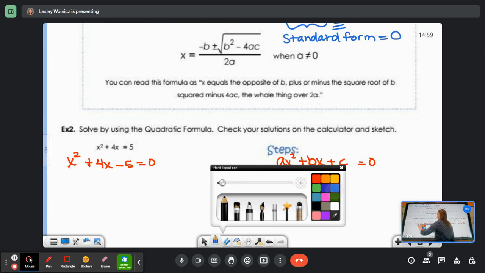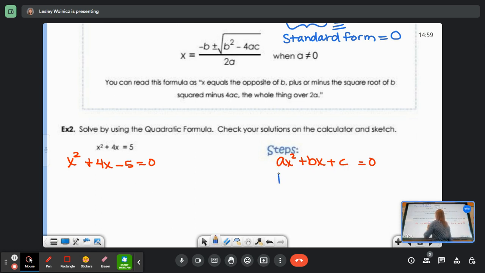My next step is that I have to find my a, b, and c. Okay, so what is my a? What's the coefficient in front of x squared? 1. What's b? 4. Okay, and c? Negative 5. Good catch. Double check your signs before you start, and you will save yourself from a world of difficulty and frustration.